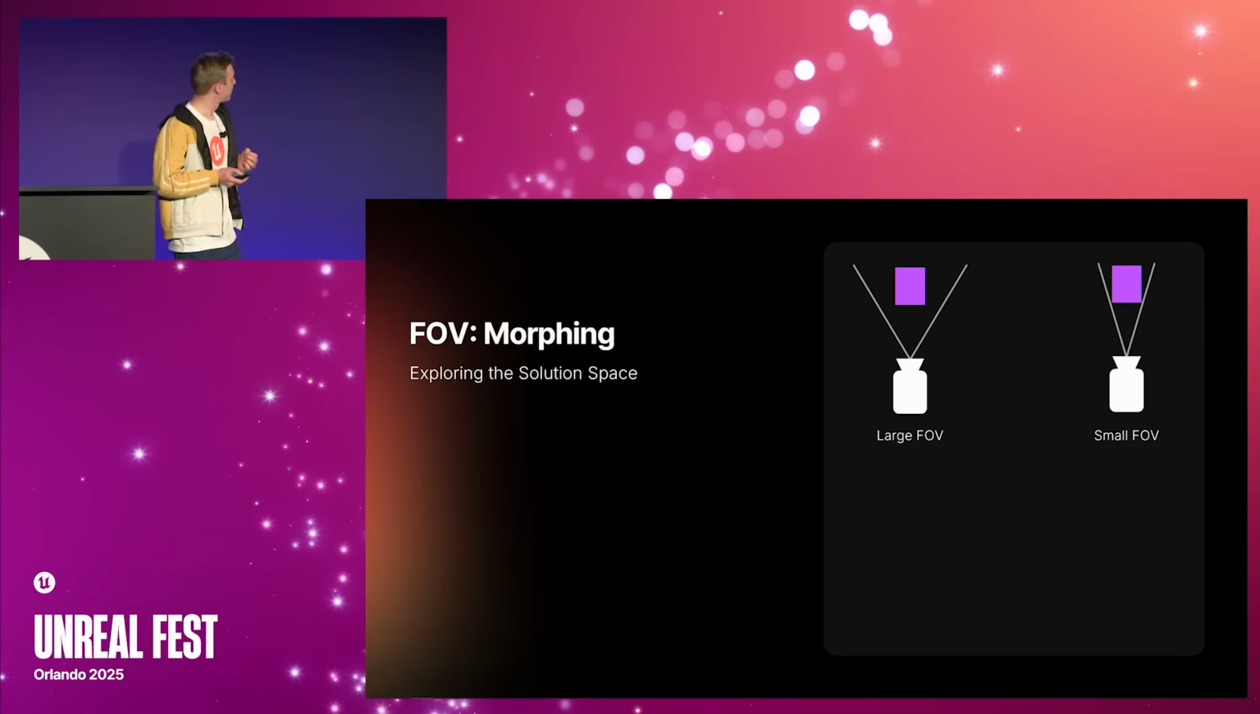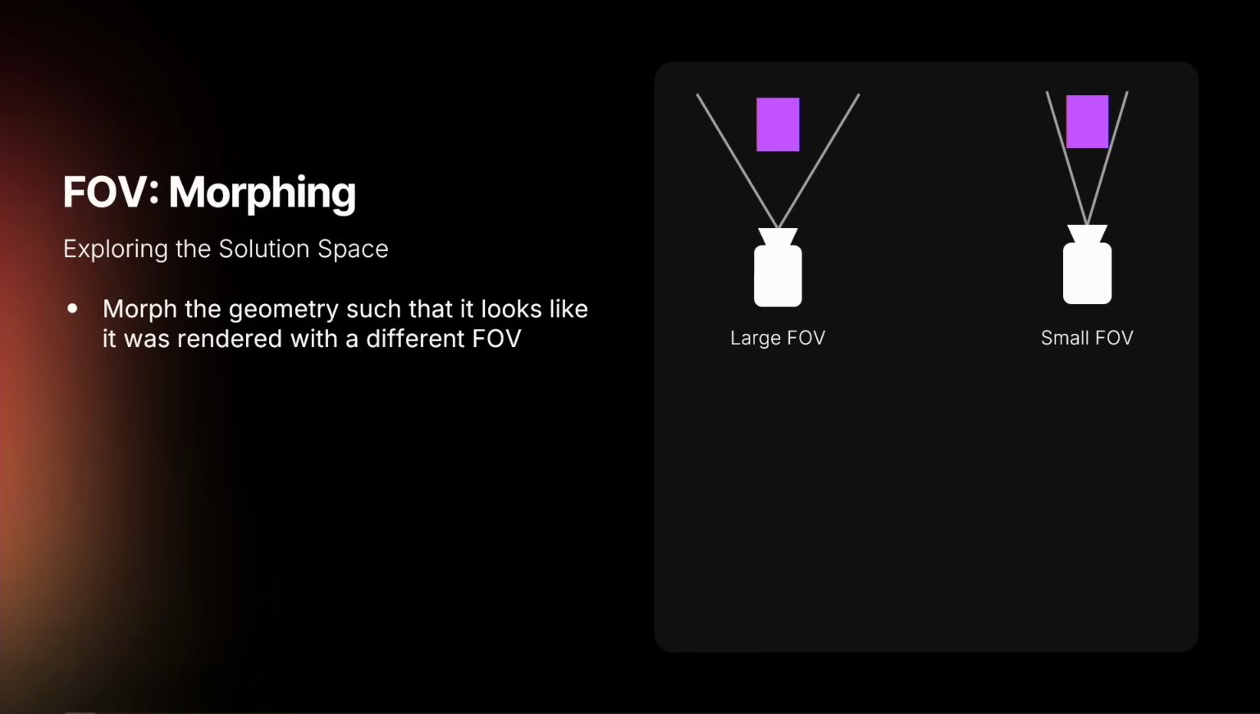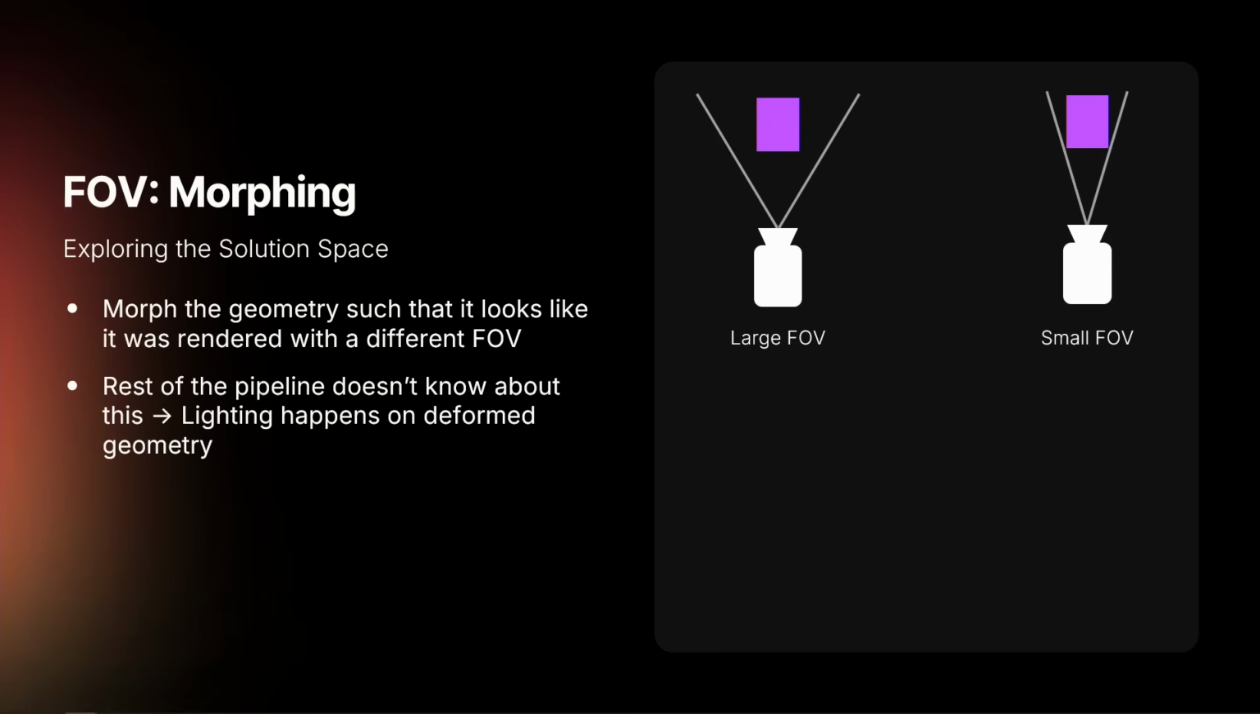Okay, so next one, field of view morphing or stretching. I don't know, it's really hard to name these things. So the idea is that we can morph the geometry such that it looks like it was rendered with a different field of view. The rest of the pipeline doesn't need to know about this, again assuming that we're fine with lighting on deformed geometry. And this can solve visible legs with interpolation.